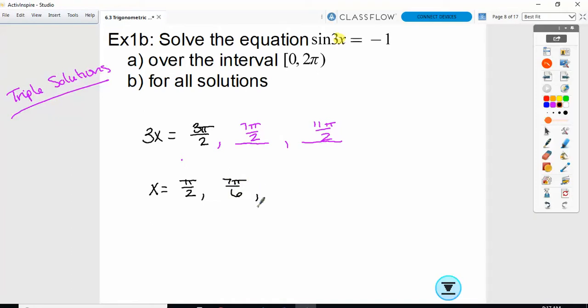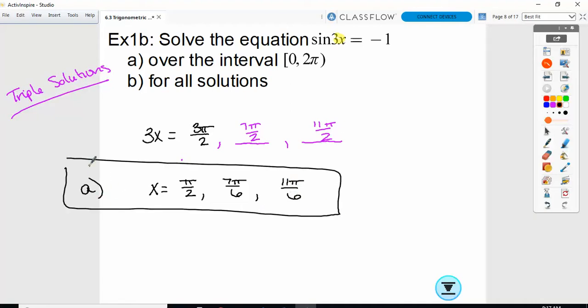The last one, 11/2 divided by 3. Here's this 11. So that is actually my answer for part A. That is every answer between 0 and 2 pi.